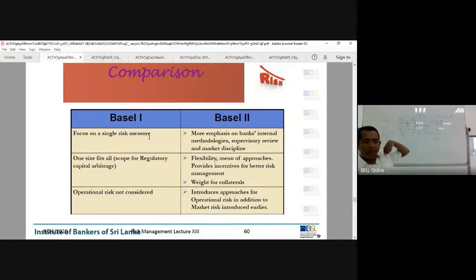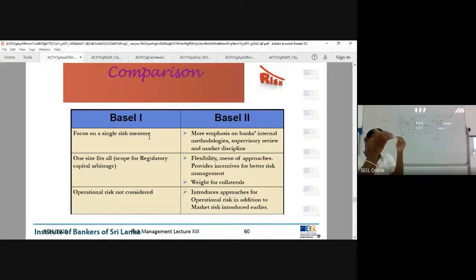Like there was a modification in 1996, which added the market risk, but they never spoke about operation risk under Basel 1. Whereas Basel 2, like Basel 1 was very rigid. They just gave four categories and everything has to be that. Basel 2 started emphasizing on banks' internal risk methodologies. If you are handling your risk properly, your capital requirement will be lower.